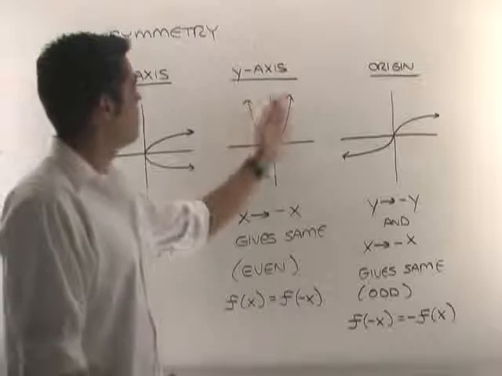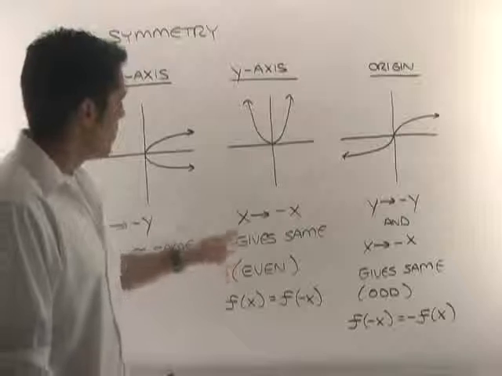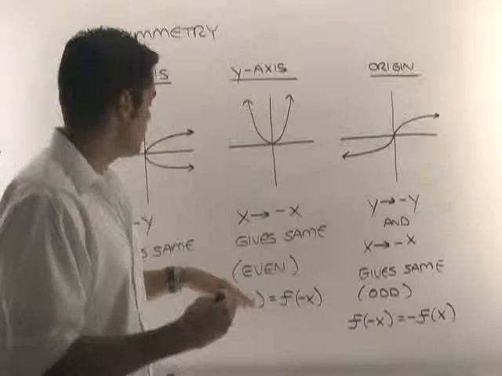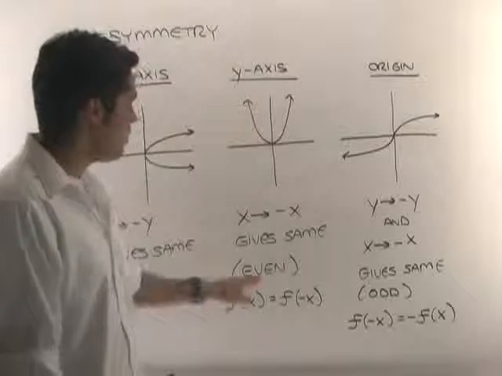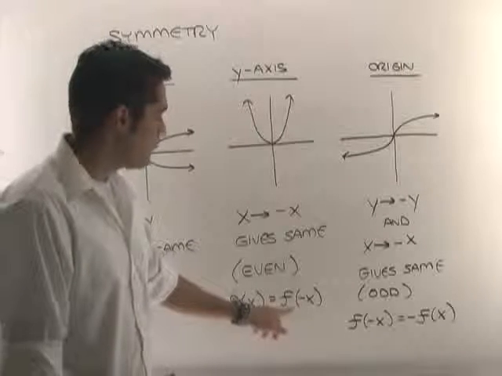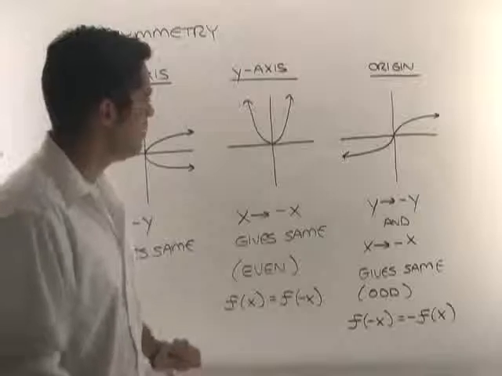For the y-axis, notice that on the y-axis it's a mirror image, and we can tell by replacing x with negative x, it'll also give us the same original equation. We also call functions that are symmetric on the y-axis even functions, and that means that f of x is the same as plugging in f of negative x. We'll take a look at some examples here in a minute.